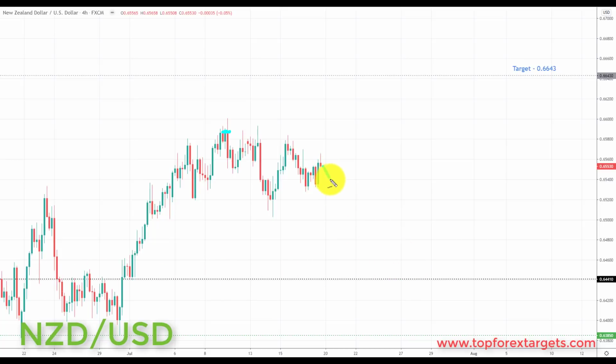However, any pullback in this area this week is going to be viewed once again as an opportunity to start to look for bullish setups. And we're going to be looking at initiating longs up towards the next key of resistance to the upside and the target set, the 0.6643.